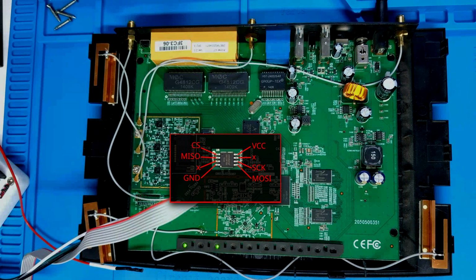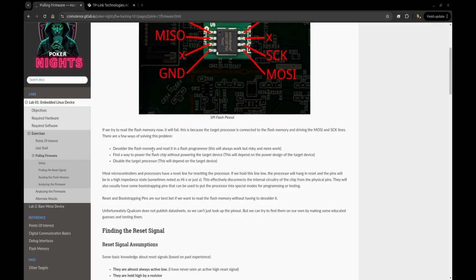The most reliable way is to desolder the flash from the board and put it in a flash programmer and read it that way. I say reliable because this will always work, but it is less reliable in the sense that you can damage the part. You have to really clean the pins off in some cases, and it's quite a bit of work.